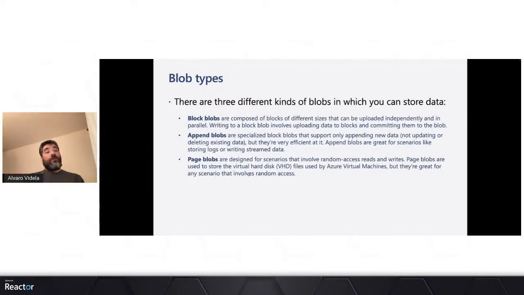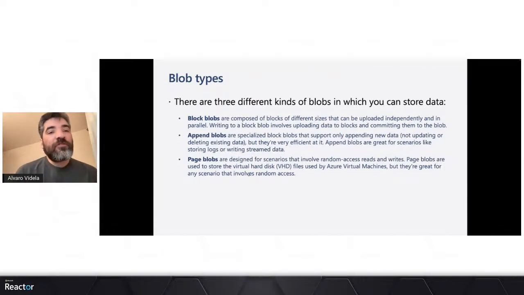Then regarding blobs, there are types, and depending on your use case is which one you want to choose. There are block blobs, which are composed of blocks of different sizes that can be uploaded independently and in parallel. Writing to a blob involves uploading data to blocks and committing them to the blob. Append blobs are specialized block blobs that support only appending new data, not updating or deleting existing data, but they are very efficient at it. Append blobs are great for scenarios like storing logs or writing stream data.